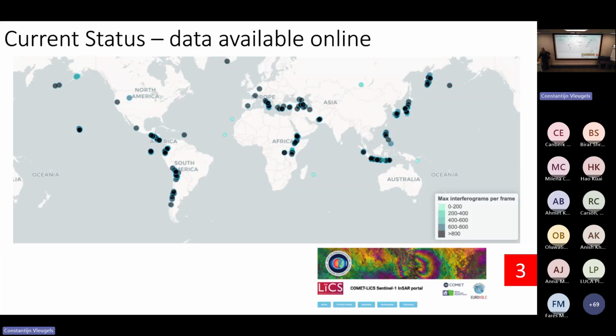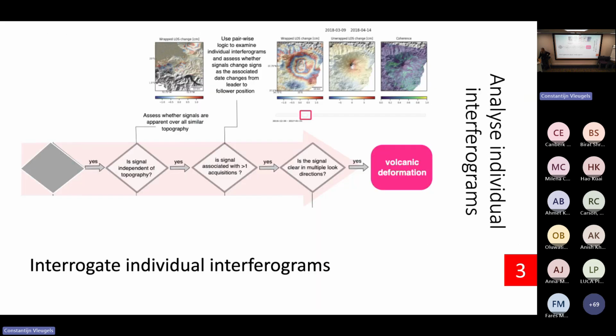So freely available around the world just now are the volcanoes that are indicated by green circles. The darkness of the color within the circle shows you the number of interferograms that are available to play with. So you can see that the very darkest color there is more than 800 interferograms. And actually, most of the ones that are available have that sort of number.